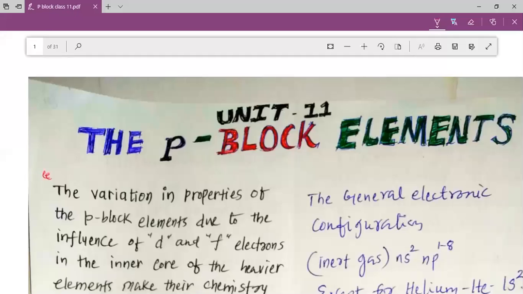Can you read what is written on the screen, dear students? Any one of you, please? P block, the P block elements. Okay, great.